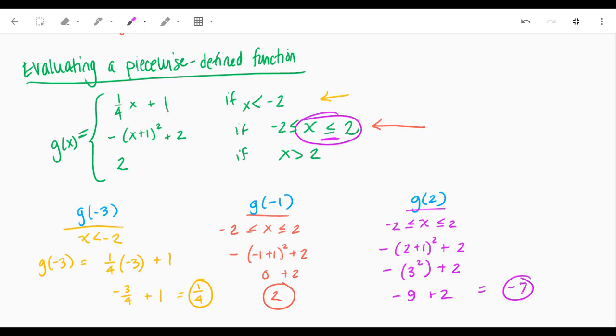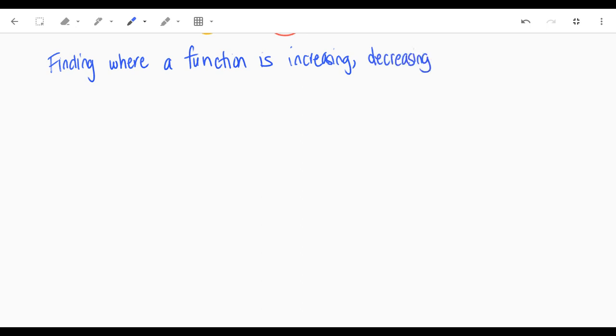We have finding where a function is increasing, decreasing, or constant, given the graph, in interval notation.